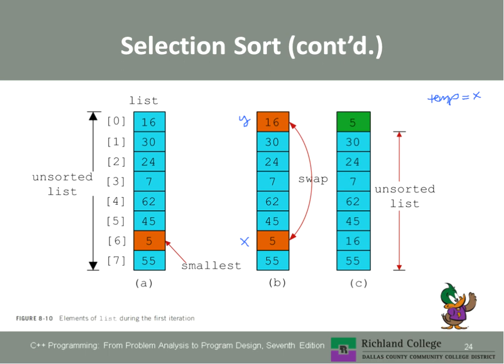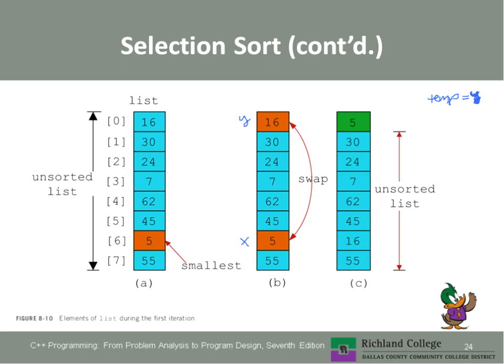Then I can take whatever is in y. Let's just save whatever is in y first, okay? Because we want to replace that with x. So let's save whatever is in y so we don't lose that data. Because if we just take 5 and we store it in y, what's going to happen to 16? It's going to be gone. So we don't want to lose that value.